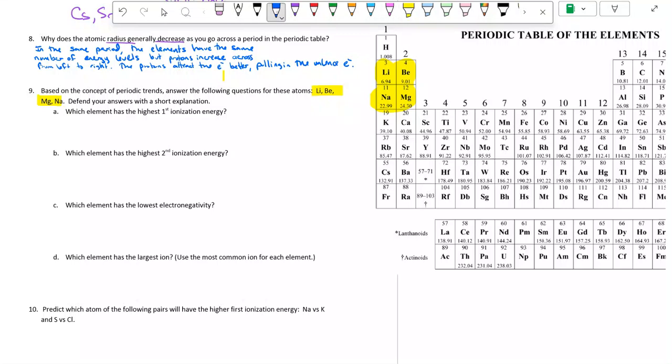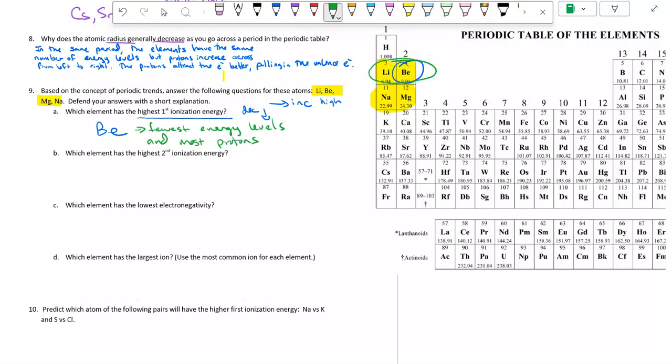Okay, and we're asked which element has the highest first ionization energy. So remember, ionization energy increases across and decreases down. So the highest ionization energy should be top right. So Be. And the reason why is not because it's top right. Okay, we put it there. It's because we're trying to take away electrons. It has the fewest energy levels, so those energy levels are closest to the nucleus, and it has the most protons.